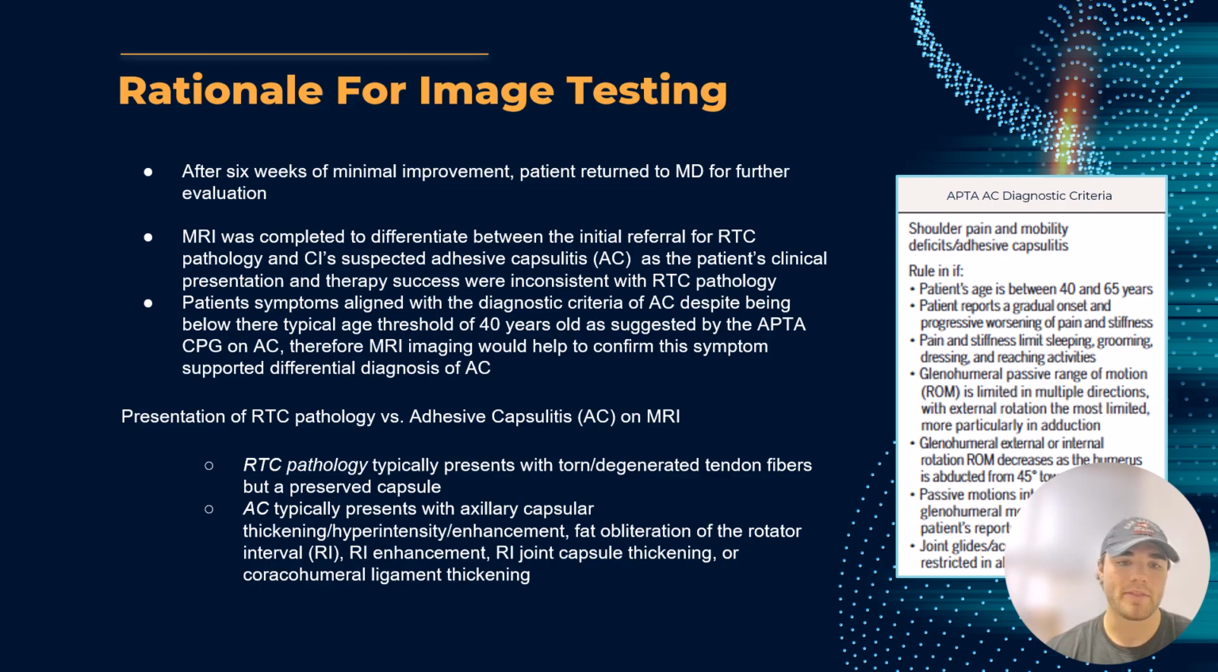What do rotator cuff pathology and adhesive capsulitis typically look like on MRI? The rotator cuff pathology typically presents with torn or degenerative tendon fibers, but a preserved capsule of the GH. Adhesive capsulitis typically presents with axillary capsular thickening, hyperintensity enhancement, or fat obliteration of the rotator cuff interval, the RI enhancement, RI joint capsule thickening, or coracohumeral ligament thickening.